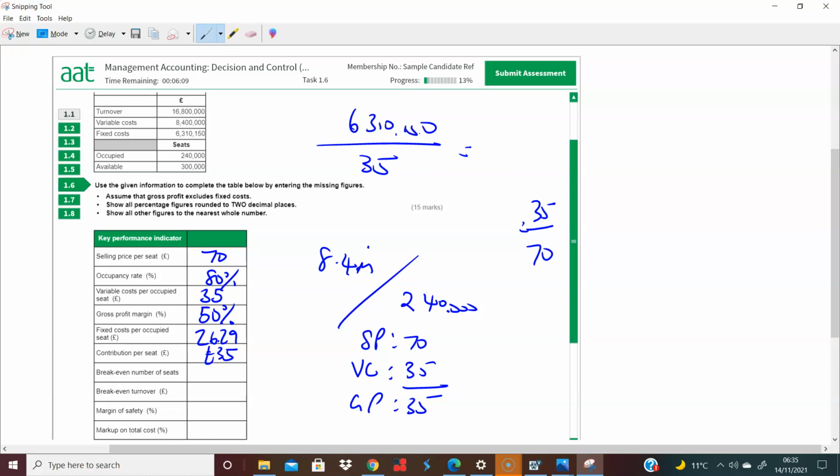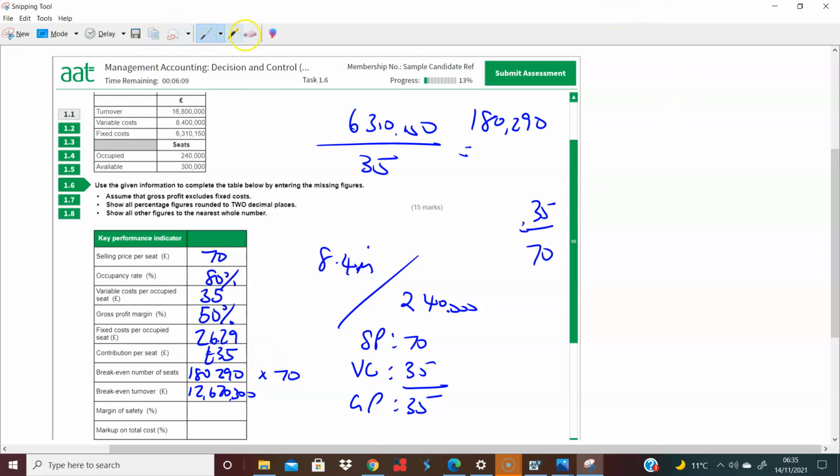6,310,150 divided by 35 means you need to sell 180,290 seats. Break-even turnover naturally would be this figure times 70, wouldn't it? So you just multiply that by 70 and you're at 12,620,300. Yes, that is how you can see it, right?